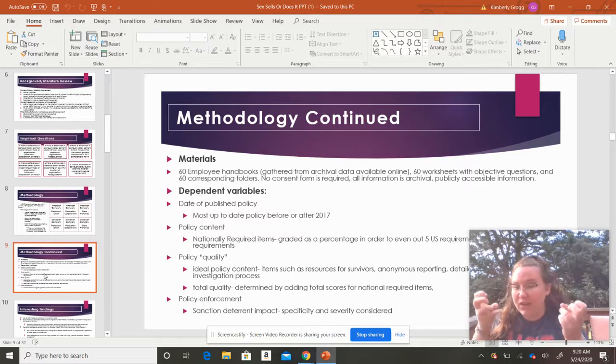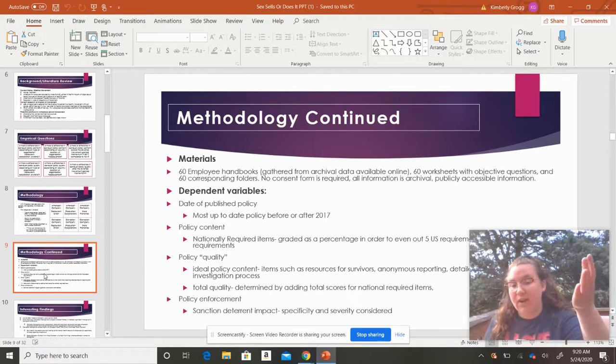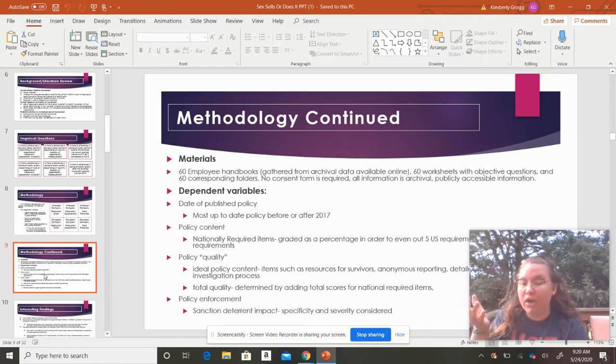The policy quality is a word that's pretty subjective, but I looked at it from, does it contain this ideal policy content or does it not? Does it contain resources for survivors or does it not? Does it allow for anonymous reporting or does it not? If it did, awesome. That gave it one more point, and put it above the rest. And then total quality was adding all of the things for both the ideal policy content, the nationally required items, as well as the sanction deterrent impact.